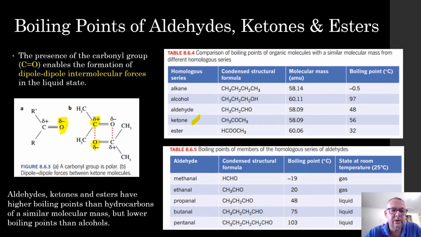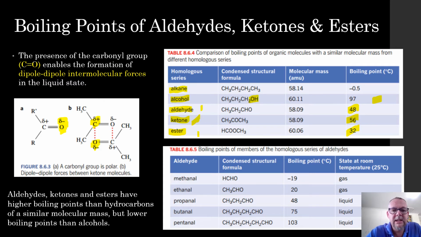So if we have a look now at each of these homologous series, which ones of these have the carbonyl groups? The aldehydes, ketones and esters. Remember, the alcohols have the hydroxyl group and they're going to form hydrogen bonds. We'll look at that later. But you can see that these three with carbonyl groups are intermediate in their boiling points, certainly stronger than the alkanes, which only have dispersion forces. But if I look at the alcohol, that has hydrogen bonding. We'll look at that later.